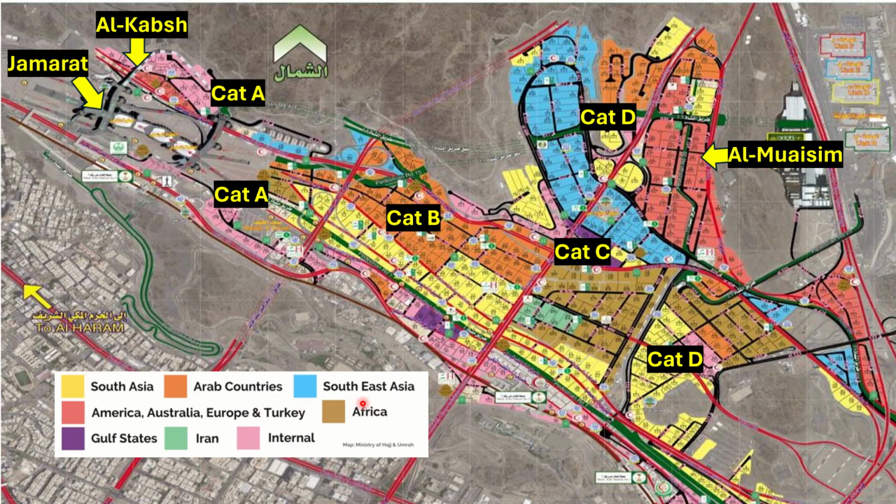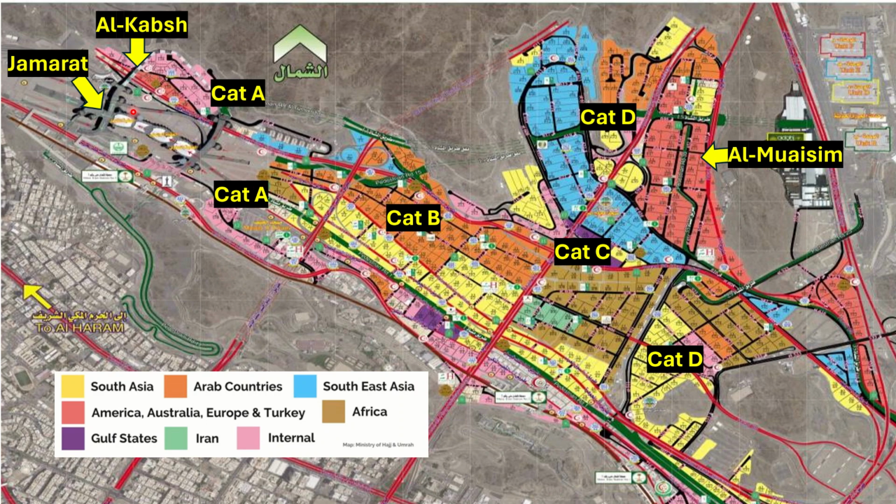As you can see, just as an example, if you're coming from Africa, you will see this brown color over here as well as over here. What this means is that the category A African camps would be here, whereas category C or D would be somewhere over here. So you can see why there is a difference and why the color is scattered all around. Similarly, al-Muaisim is over here, which is in bigger quantity, and category A al-Kabsh is over here, the red category as well.